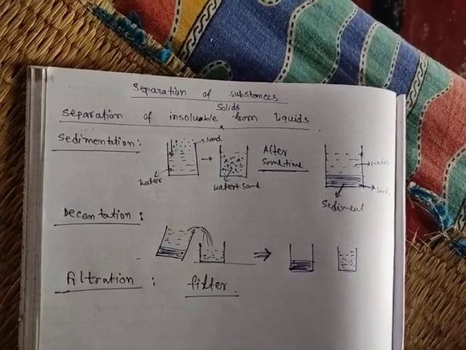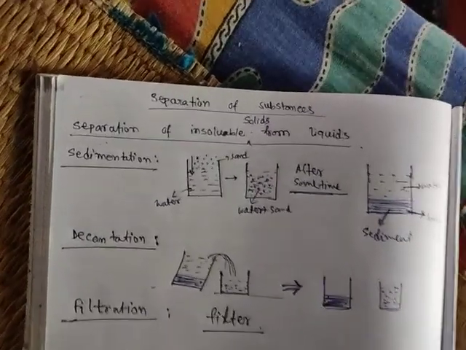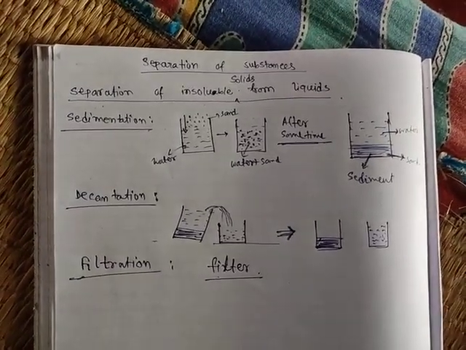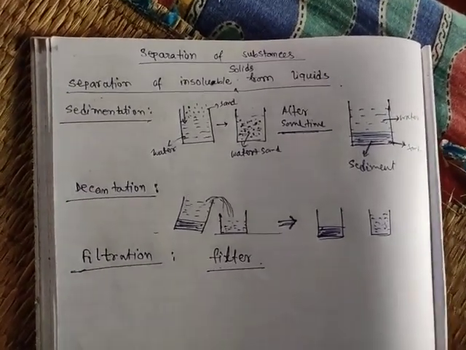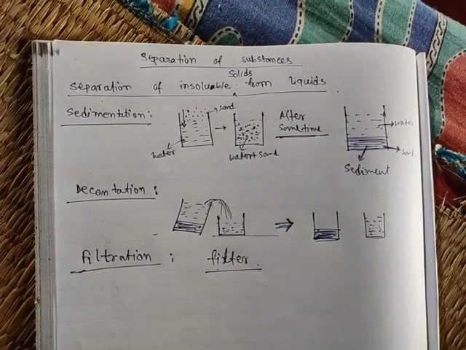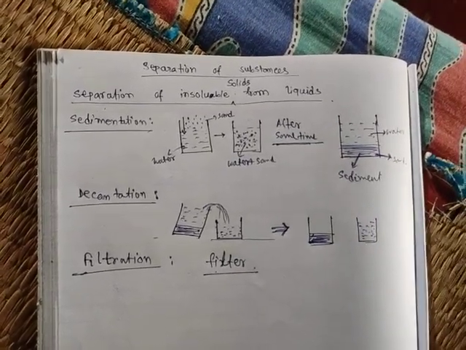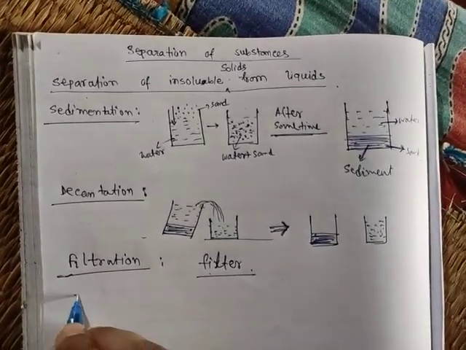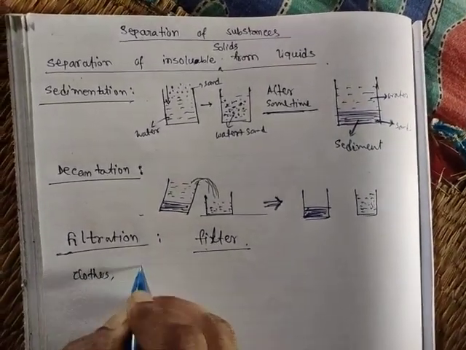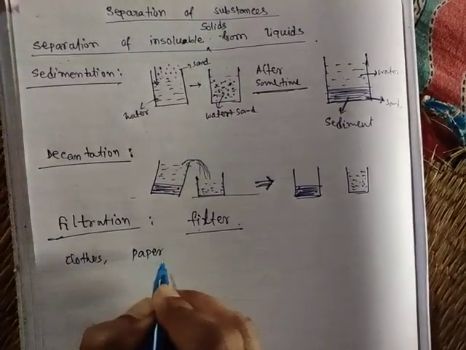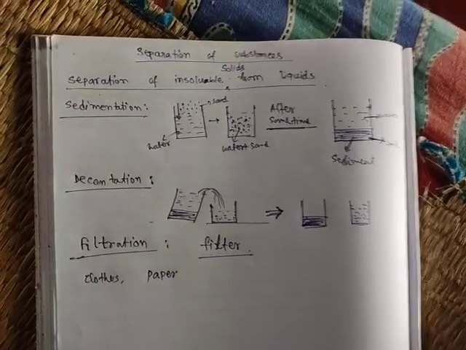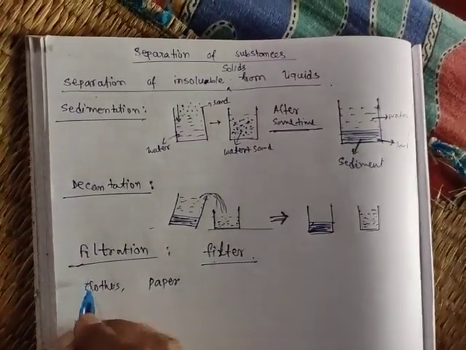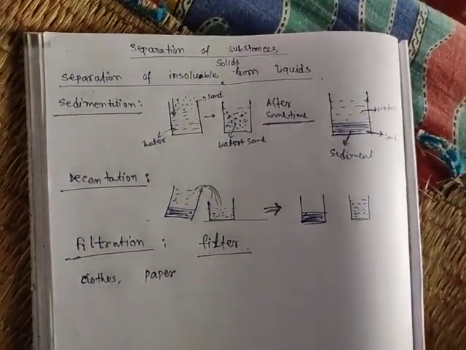Understand? And what is a filter? A filter may be made up of cloth or paper. You know, in the laboratory there is filter paper. So a filter may be made up of paper, or it may be made up of cloth.